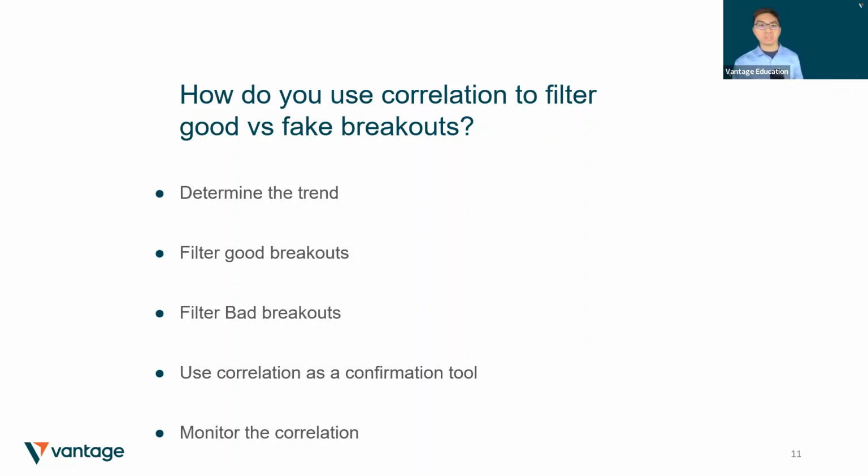Bitcoin and Ethereum, they are correlated. So if Bitcoin goes up, Ethereum also goes up. Okay, next. If Bitcoin is going up, but okay, let me repeat myself again. If Bitcoin is going up, but Ethereum decides to go down, then it's likely a fake breakout. A false breakout, fake breakout, because Bitcoin and Ethereum are correlated.